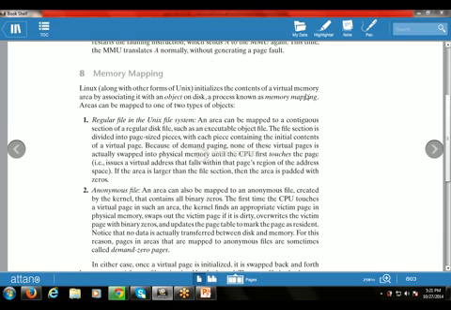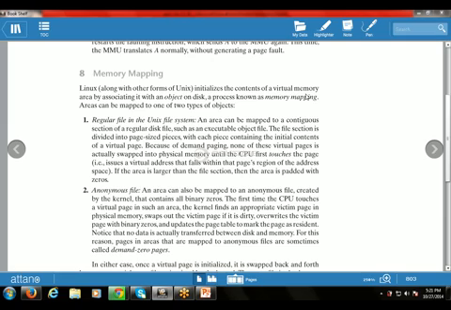Areas can be mapped to one of two types of objects. These are the two types of objects on which mapping is done. One is the regular file, one is the anonymous file. So these are the two types of objects that can be mapped in the Linux operating system. Now let's see what a regular file is.